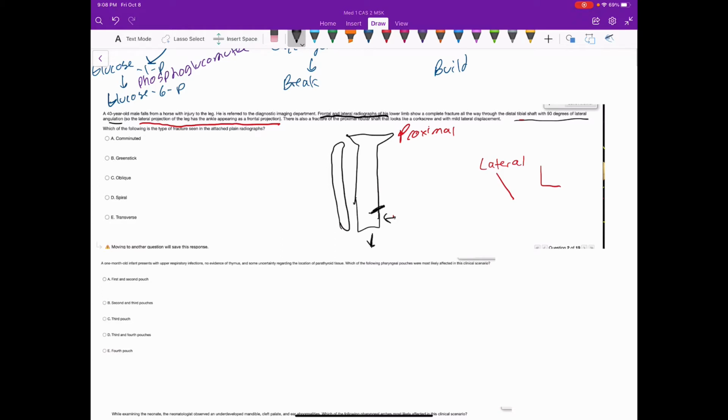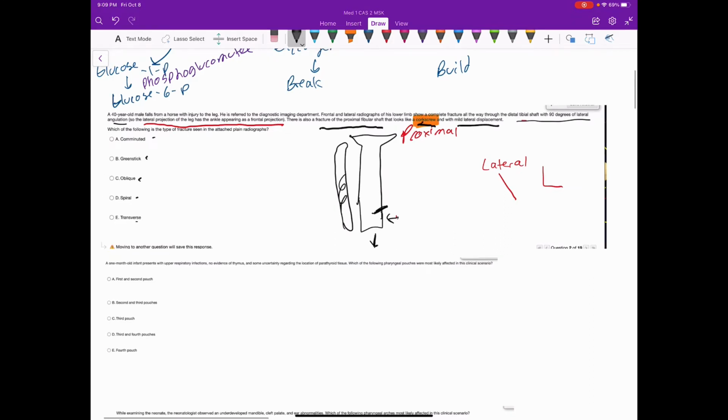Okay, let's keep going. There's also a fracture of the proximal fibular shaft. Let's see if you can read that. Proximal fibular shaft that looks like a corkscrew. Oh, okay, that's it. We could stop right there technically. If you see this word right here, that's it. A corkscrew with a mild lateral displacement. If there's a corkscrew, it's like a little spiral, right? If you see that word, that's the answer. Here are your choices: comminuted, greenstick, oblique, spiral, or transverse. But we saw corkscrew, so we know spiral is the answer.